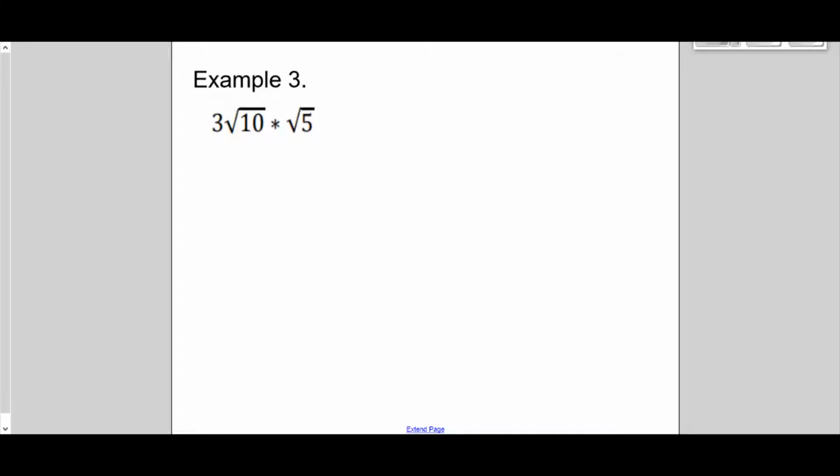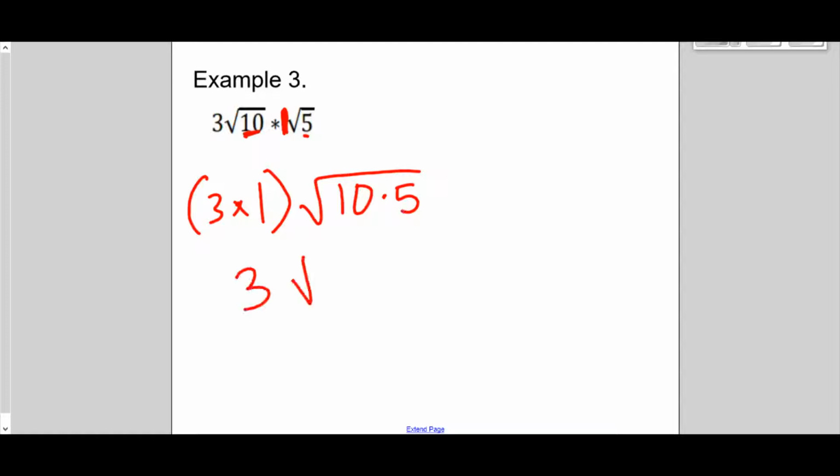What happens when you have a number in front of the radical? I have 3 square root of 10 times the square root of 5. If there's not a number in front, you can always assume there's a 1 in front. So when we multiply radicals, we multiply the numbers out front, 3 times 1, and then we multiply the numbers underneath the radical, the square root of 10 times 5. So 3 times 1 is 3, and 10 times 5 is 50.